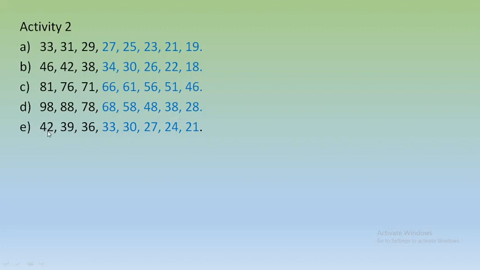E, 42, 39, 36. You are counting in threes. Going back. 36 minus 3, get 33, 30, 27, 24, 21.